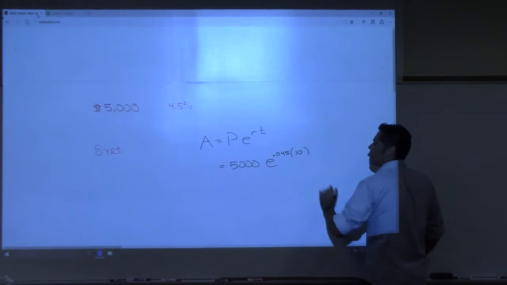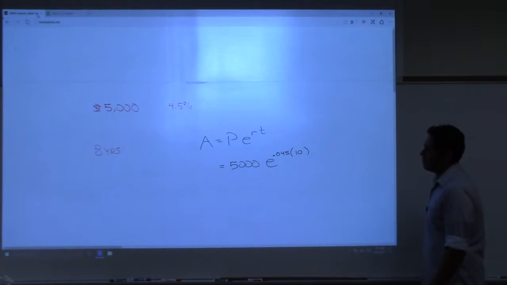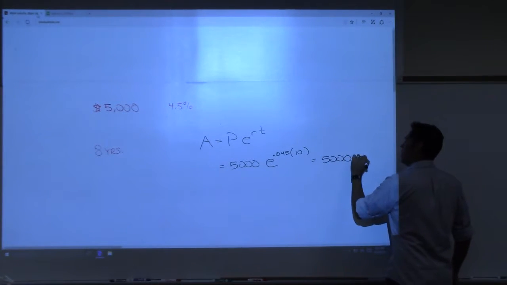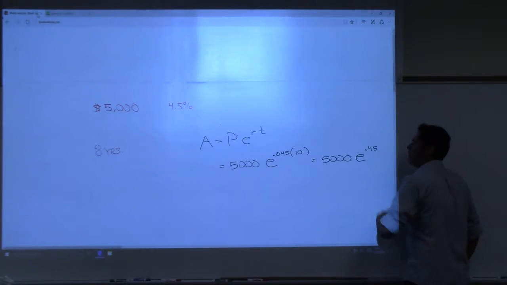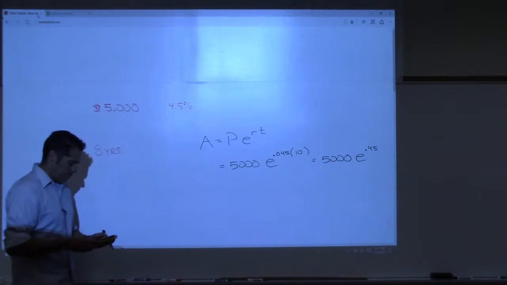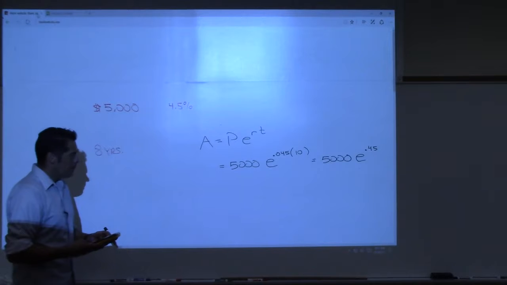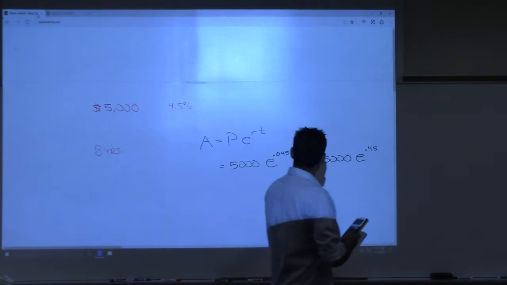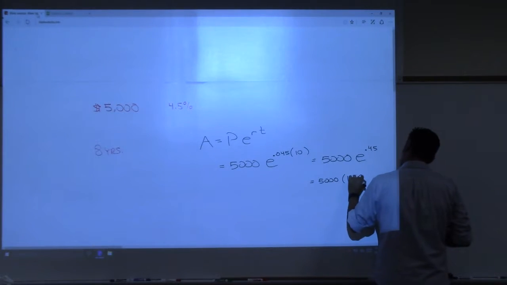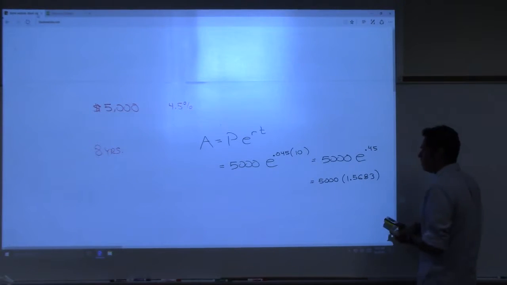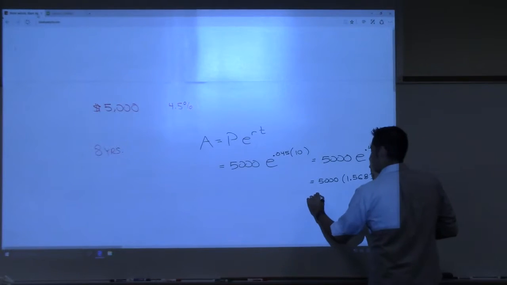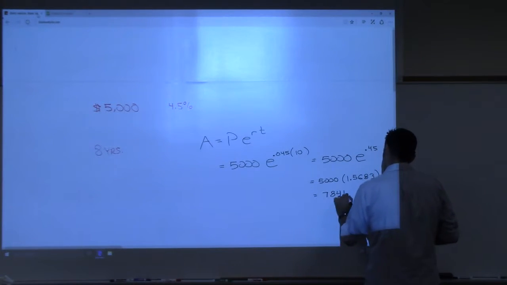So you're going to multiply this times this. So this is going to be 5,000 e to the 0.45. That just moved the decimal over once. And then you get on your calculator, and then you multiply that. So 5,000 times 1.5683, something like that. So I'm just trying to get a ballpark idea here. It would be 7,841.